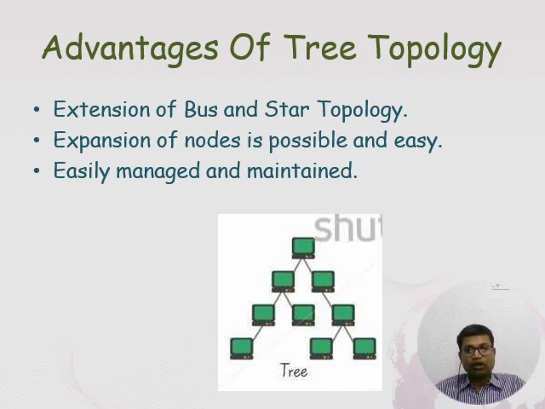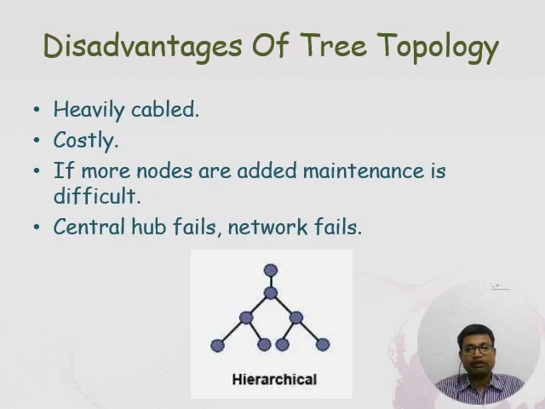Besides a few advantages, there are some disadvantages of tree topologies. They are heavily cabled. When a tree's expansion is more and we are adding a few nodes at the end, a few more cables are needed. Therefore, if more nodes are added, maintenance is very difficult. If the central hub fails, the network fails.